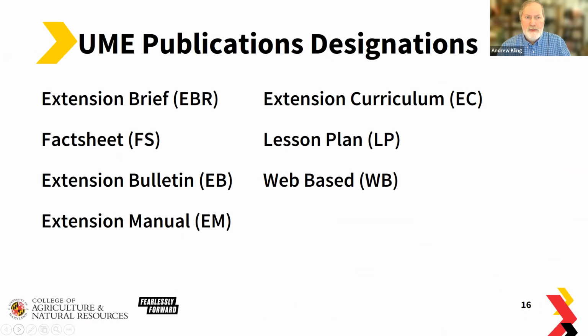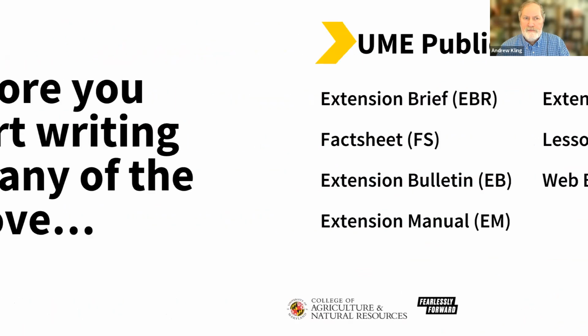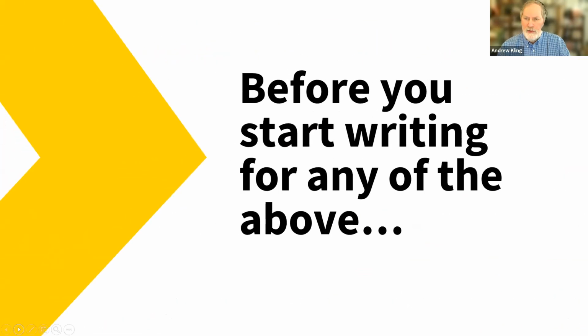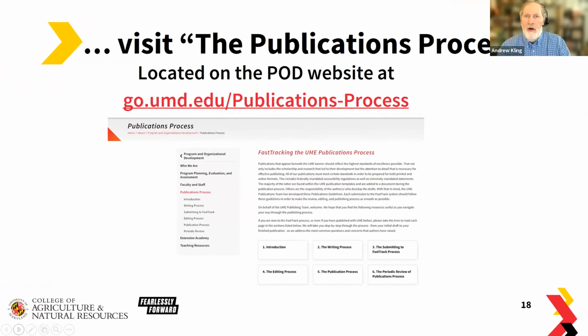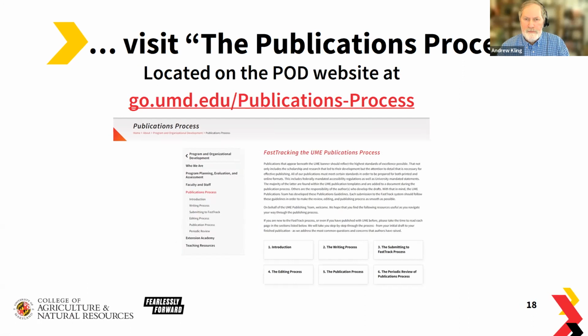So here they are again: extension brief, fact sheet, extension bulletin, manual, curriculum, lesson plan, and web-based. Now, before you start writing about any of these, there are a few things you need to know. First thing is, let me recommend that you go to the POD website, go.umd.edu/publications process. There we've put together a 6-part wiki that goes into much more detail than what I can do here, talking about things that I look for in the editing process, things that will help you manage your Fast Track account, how to sign up for a Fast Track account, and how to deal with graphics, and all sorts of interesting information, or at least we hope it's interesting information, stuff that you'll need to know through the publication process.